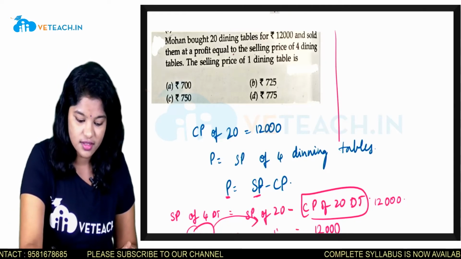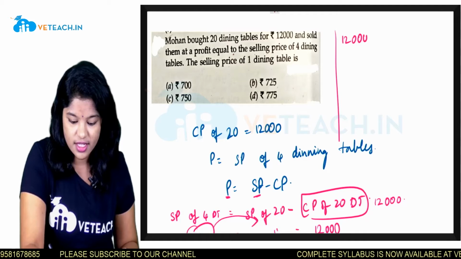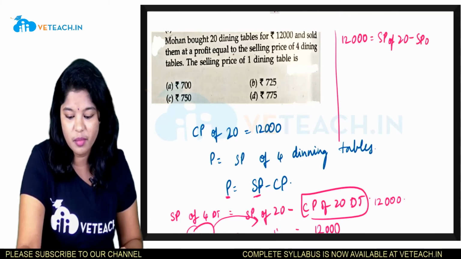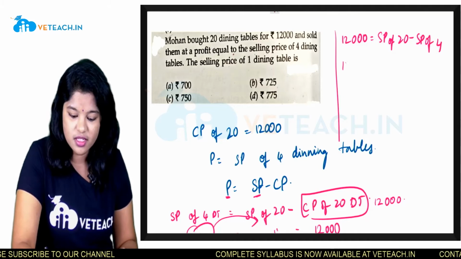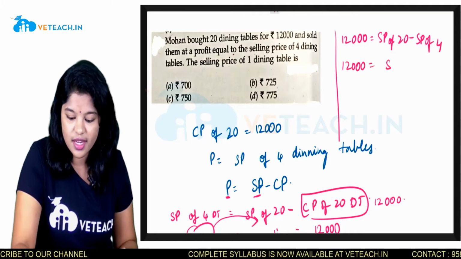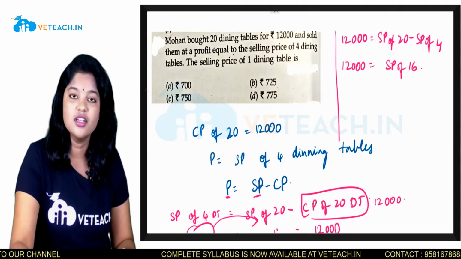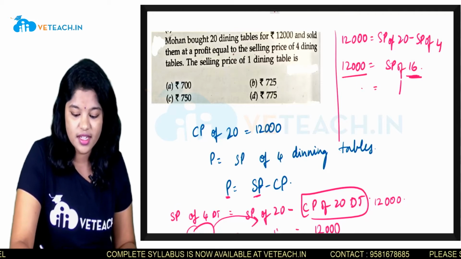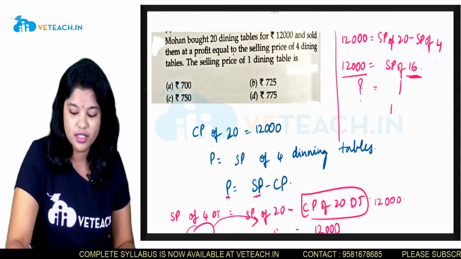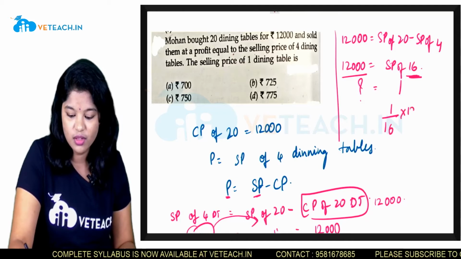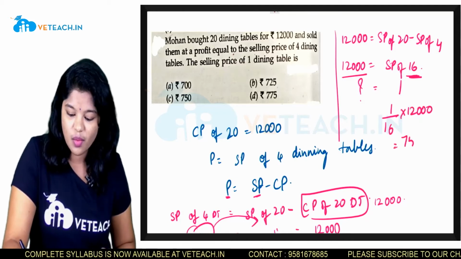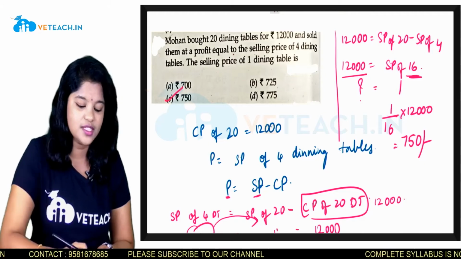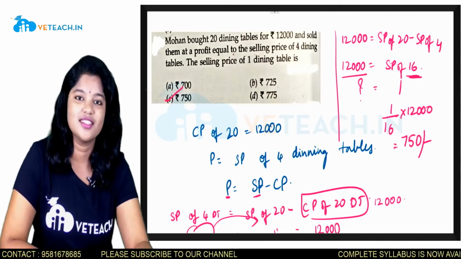So we will get 12,000 is equal to selling price of 20 dining tables minus selling price of 4 dining tables. So 12,000 is equal to selling price of 16 dining tables. So for 16 dining tables the selling price is 12,000. So for one dining table the selling price is equal to 1 by 16 into 12,000. That is equal to 750 rupees. So each dining table he has sold for 750 rupees. So option C is our correct answer.